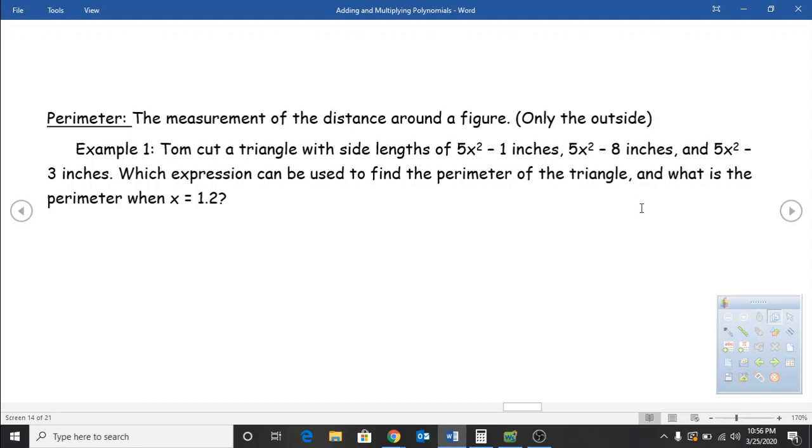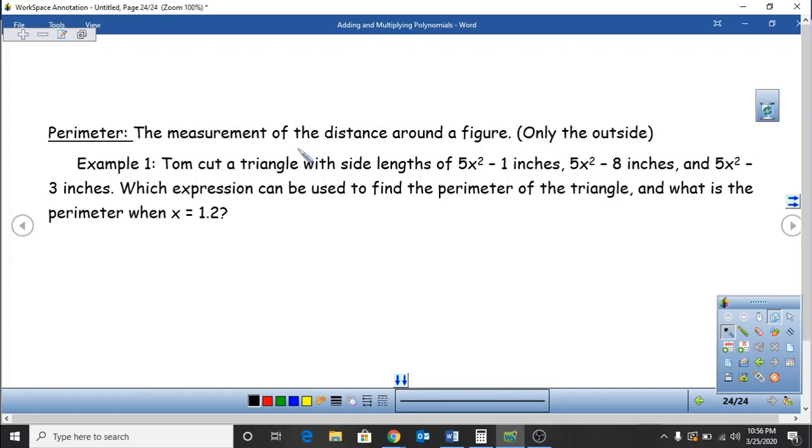All right. So let's look at the next example, which is perimeter. So perimeter is something that we learned in elementary and in middle school, right? Perimeter, by definition, is just the measurement of the distance around a figure, and it's only the outside.